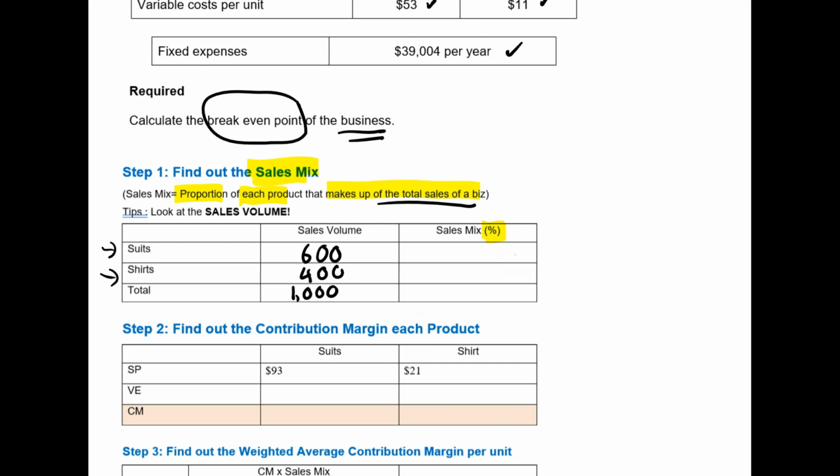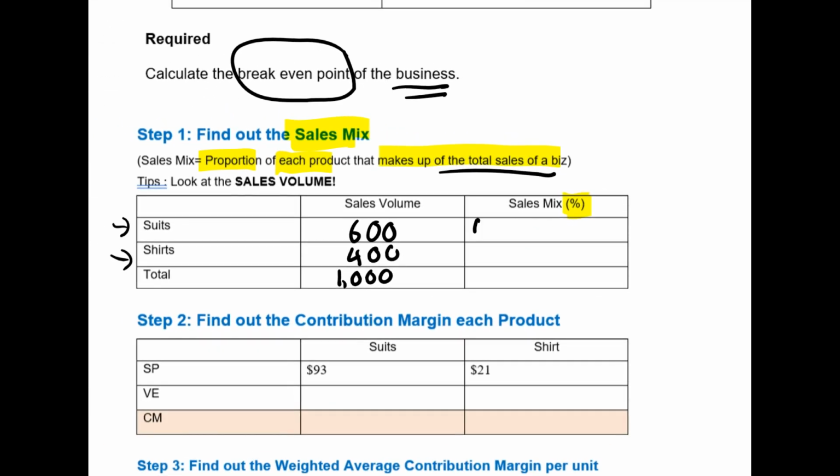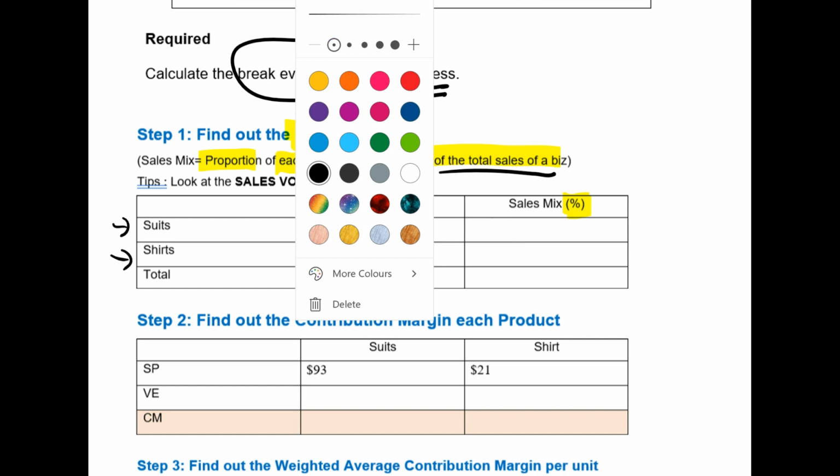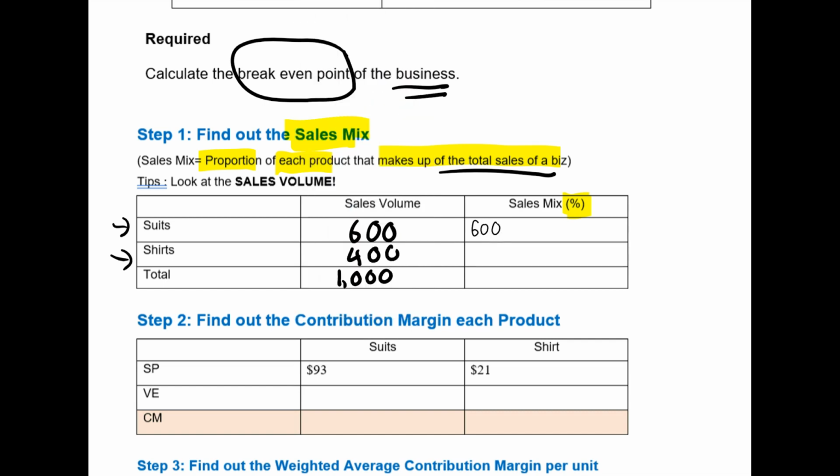This is very simple. You are going to take 600, divide by the total, which is 1,000, and you would get 0.6, which is also known as 60%. So your sales mix for suit is 60%, and your sales mix for shirt is 400 divided by 1,000. You will get 40%. So your sales mix for shirt is 40%.